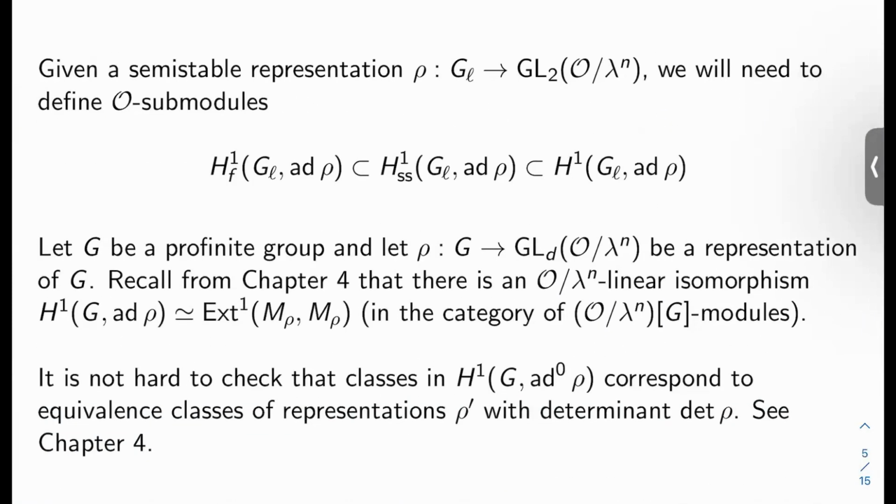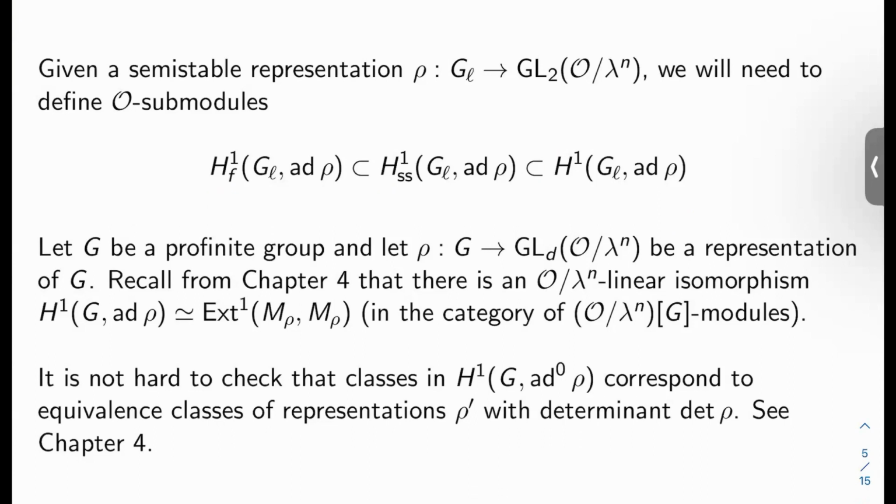All right, so if I give you a semi-stable representation rho from G_l to GL_2 of O mod lambda^n, we're going to need to define O-submodules inside H^1(G_l, ad rho). So this is like Galois cohomology here. And those submodules are going to be called H^1_ss and H^1_f. Okay, so how do we define those?